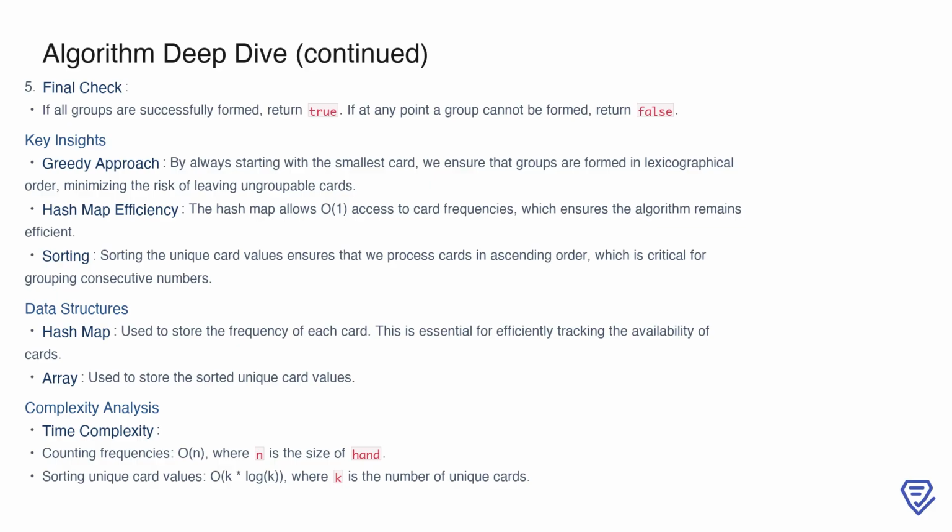In terms of data structures, the hash map is used to store the frequency of each card, while an array is used to hold the sorted unique card values. Together, these structures enable an efficient and systematic way to solve the problem.